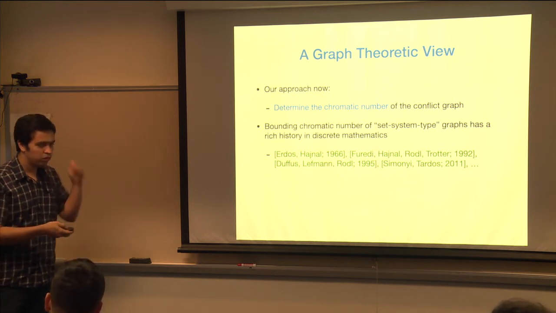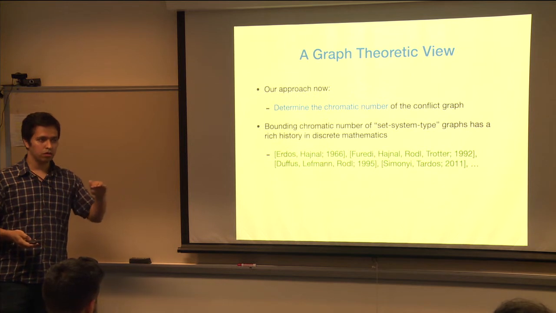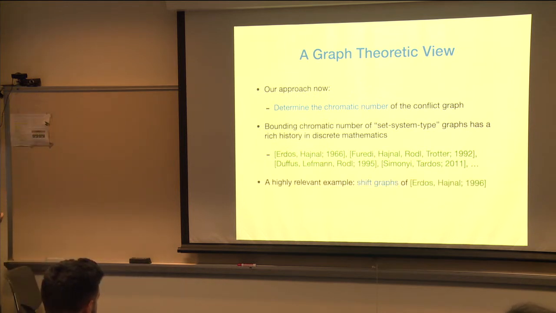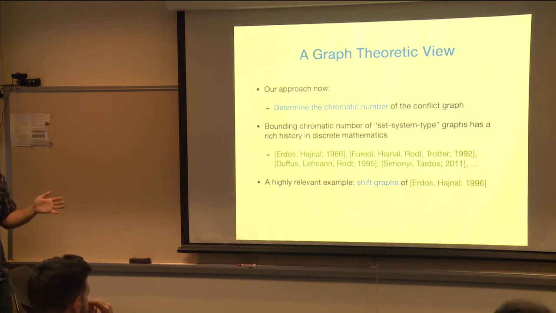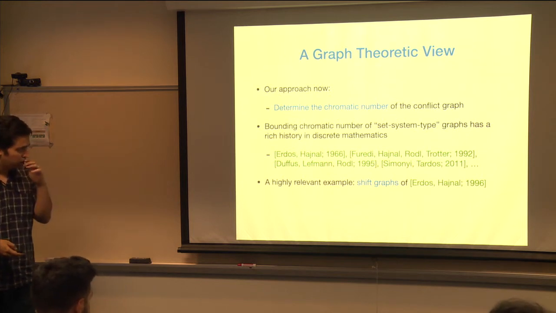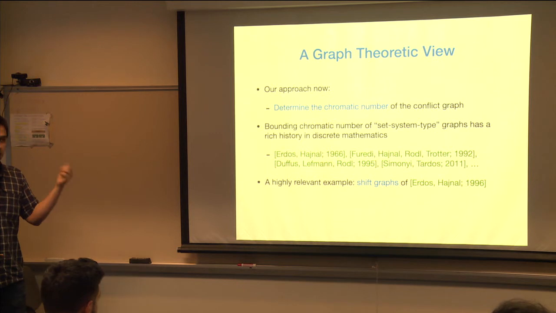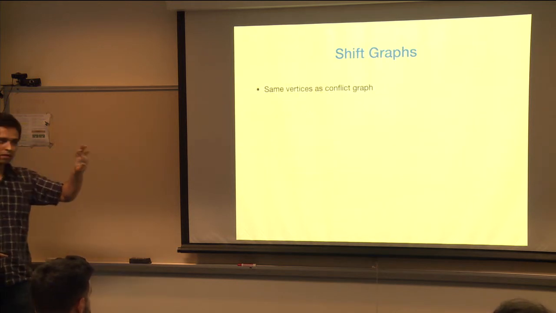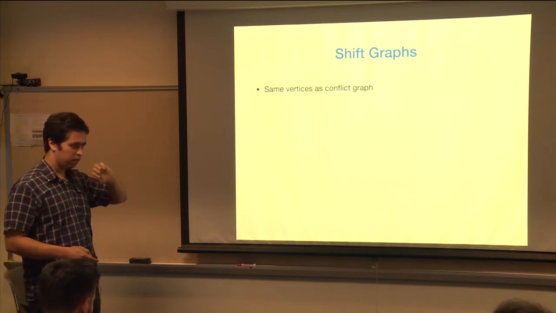I'm citing just one line of work on a very particular set of graphs. Okay, there are tons of other things. These graphs that I'm citing are the shift graphs introduced by Erdős and Hajnal. So what is going on here? Let me show you an example. So the graph is this thing. It has exactly the same vertices as the conflict graph.